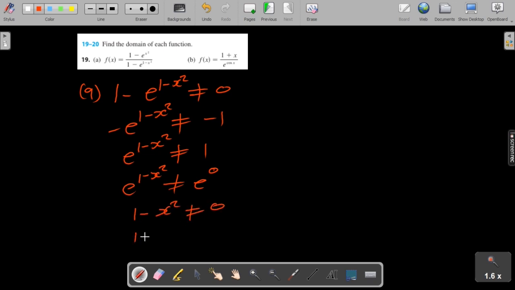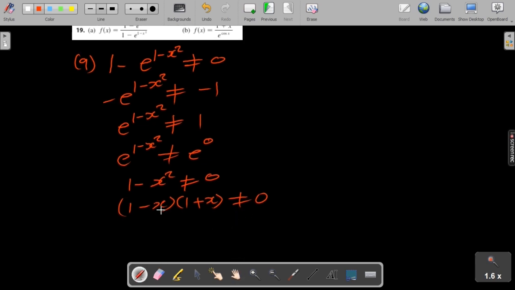In other words, (1 minus x)(1 plus x), this is a difference of squares, should not equal 0. And that tells you that x can be anything as long as x is not 1 or x is not minus 1. So that would be the domain of the first one. It can use any x value in the world, as long as x is not 1 or minus 1, because these x values will give us division by 0.